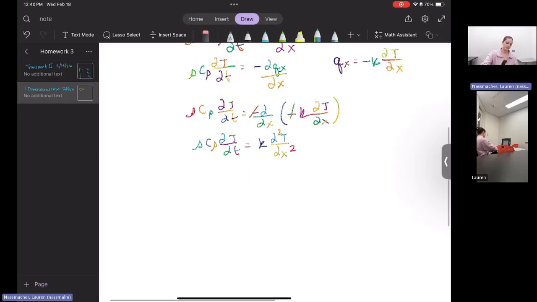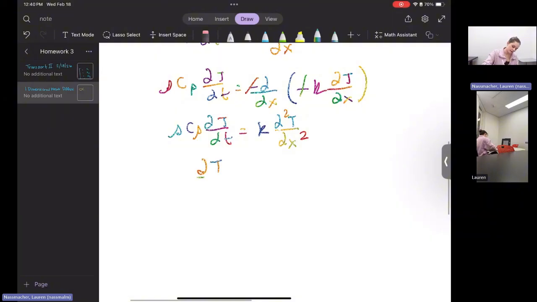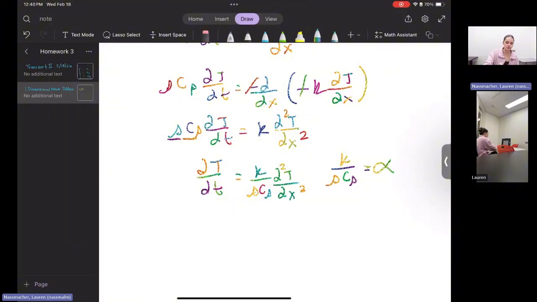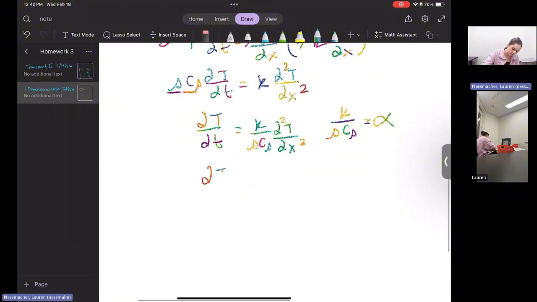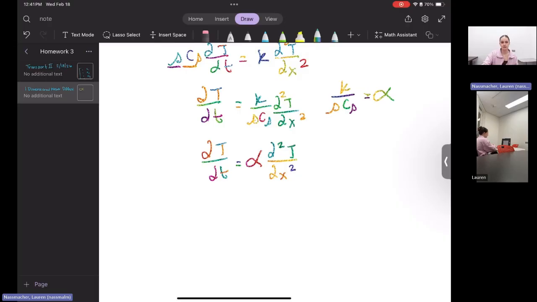The final step is to divide both sides by density and heat capacity. Thermal conductivity divided by density and heat capacity is equal to thermal diffusivity. So our final equation, simplified, becomes thermal diffusivity multiplied by the second derivative of temperature with respect to distance is equal to the rate of change of temperature with respect to time.